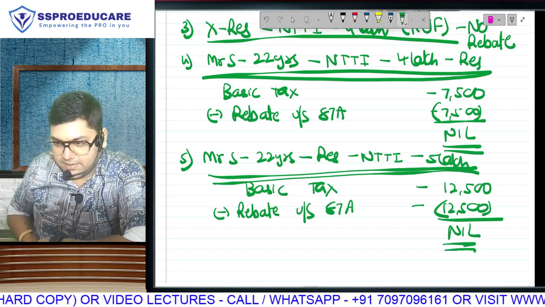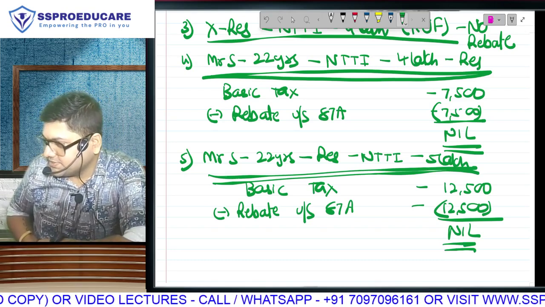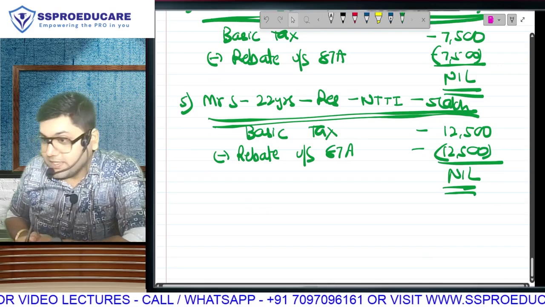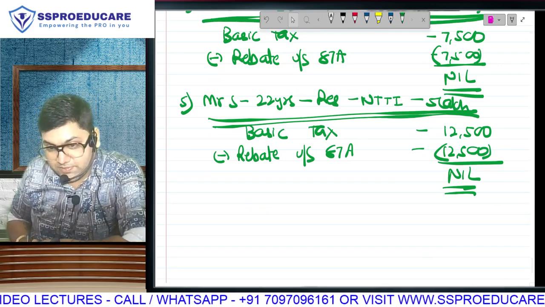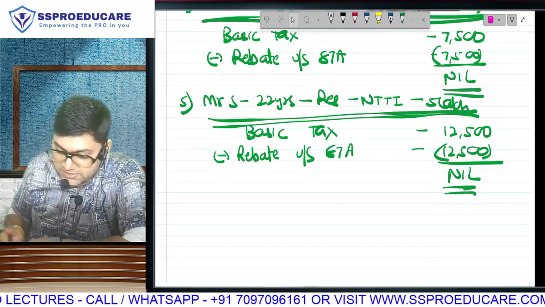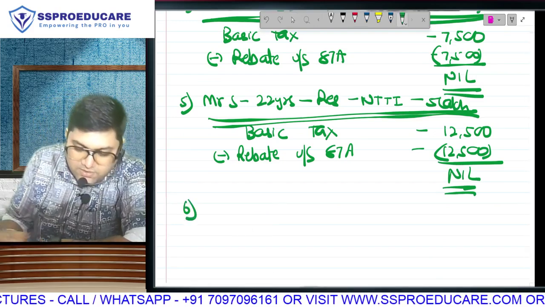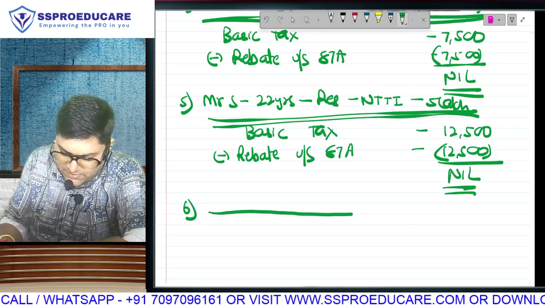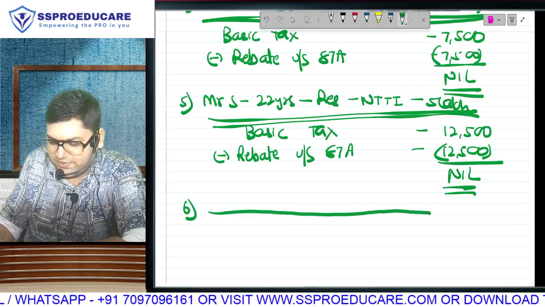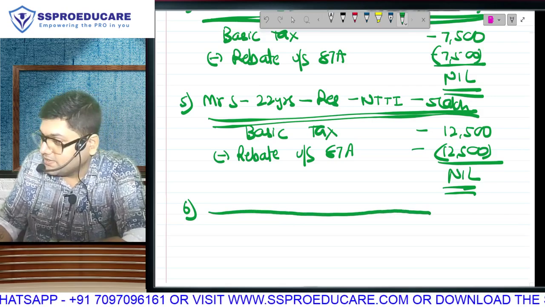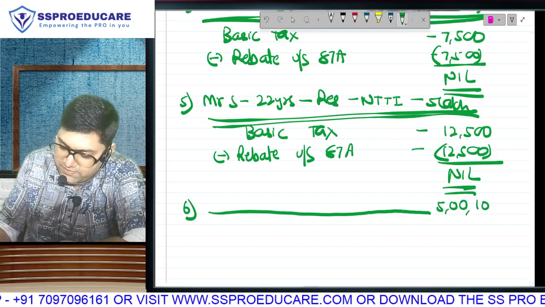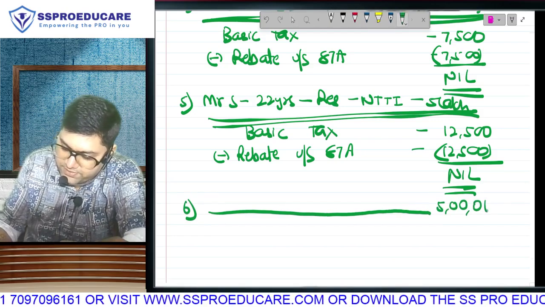Correct? Thank you for your good wishes, but I requested students to please continue your good wishes, and students also accepted that. They said okay sir, we will continue our good wishes, and with your good wishes my income again increased. So the starting data is same, Mr. S resident 22 years NTTI, but NTTI is now with your good wishes 5 lakh and 10 rupees.